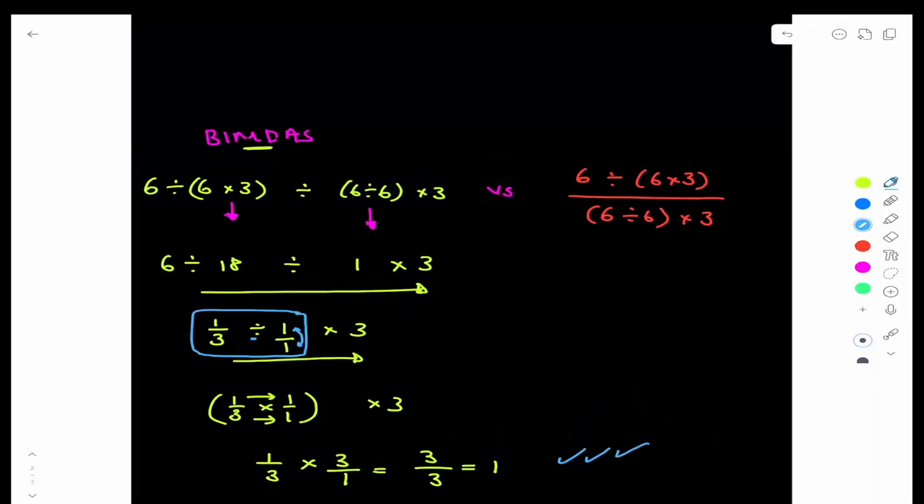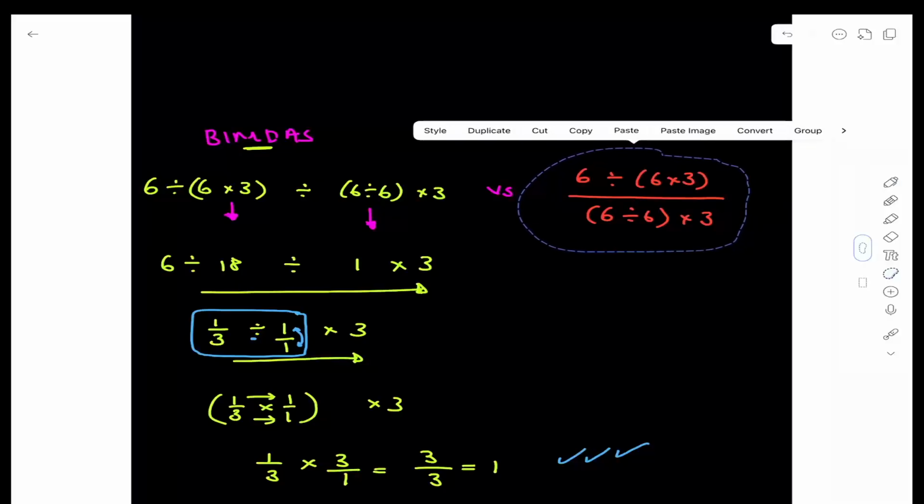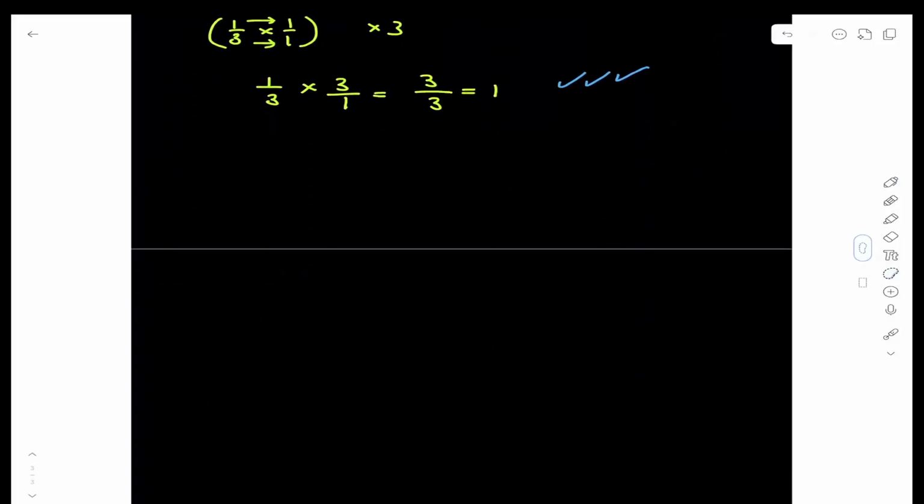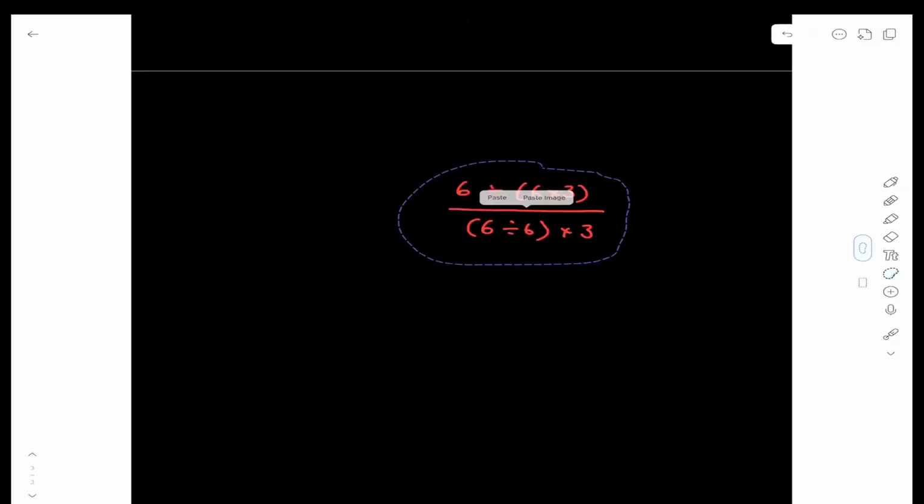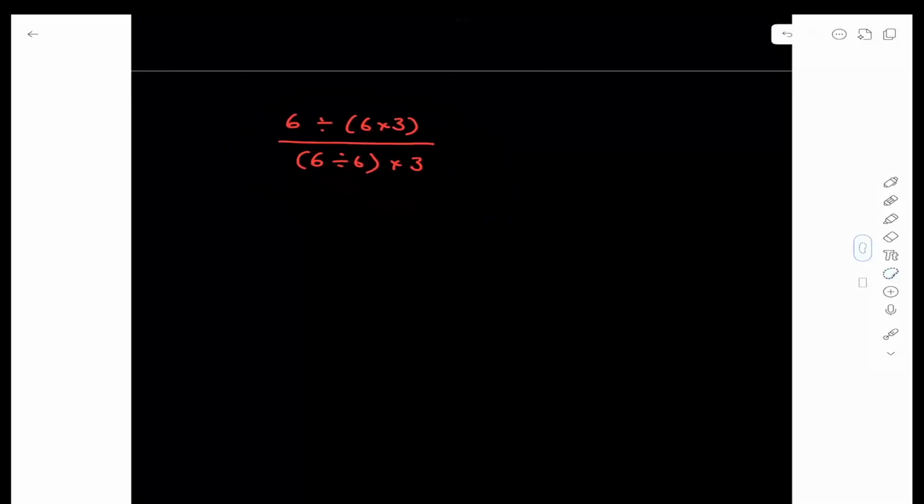How about this second one? Let's copy it onto a new page so we have a bit of space. Copy, paste. It's a similar sort of thing, but in this case what we need to do is BIMDAS on the numerator, BIMDAS on the denominator, and then divide the two. So let's do that. Hopefully you're getting the hang of this now. You need to work out your brackets first according to BIMDAS.